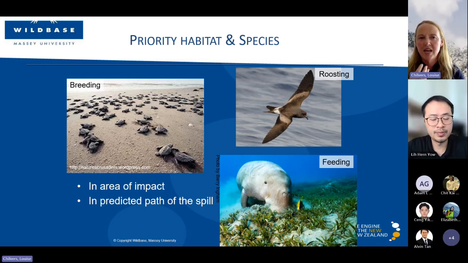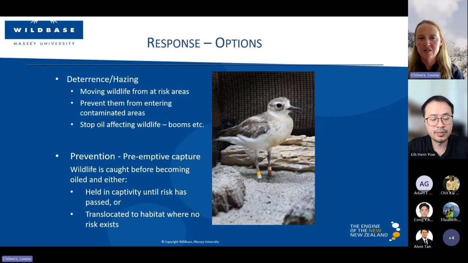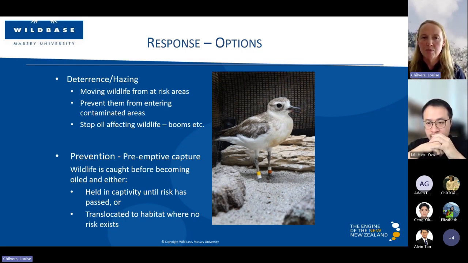Other options, once you have prioritised those areas and those species, is can we get those animals out of the way before the oil hits? So deterrence, can we move those animals away? Like the example I gave for the Mississippi River, is making a lot of noise, is making a lot of disturbance. Can we get them out of that area? But animals are only going to move if there's another area for them to go to.